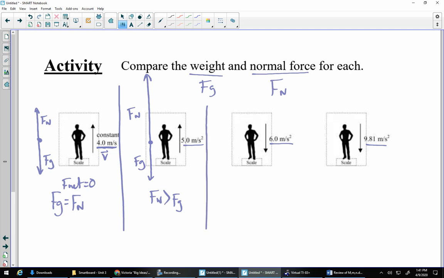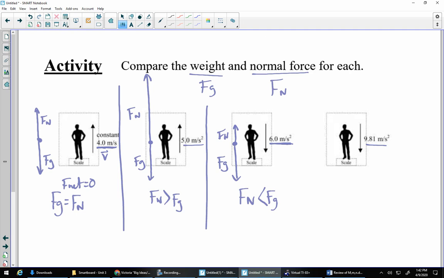Okay, let's check out the next one. This person is accelerating downwards at 6.0 meters per second squared. So I'm going to start a free body diagram. I'm going to put the force of gravity being the same size, because this person's force of gravity from the left over to the right isn't changing at all. The normal force is what's really changing here. So they're accelerating downwards. That means that my net force must be downwards. That means that overall I need a larger downwards force than my upwards force, so my normal force has to be smaller than my force of gravity.